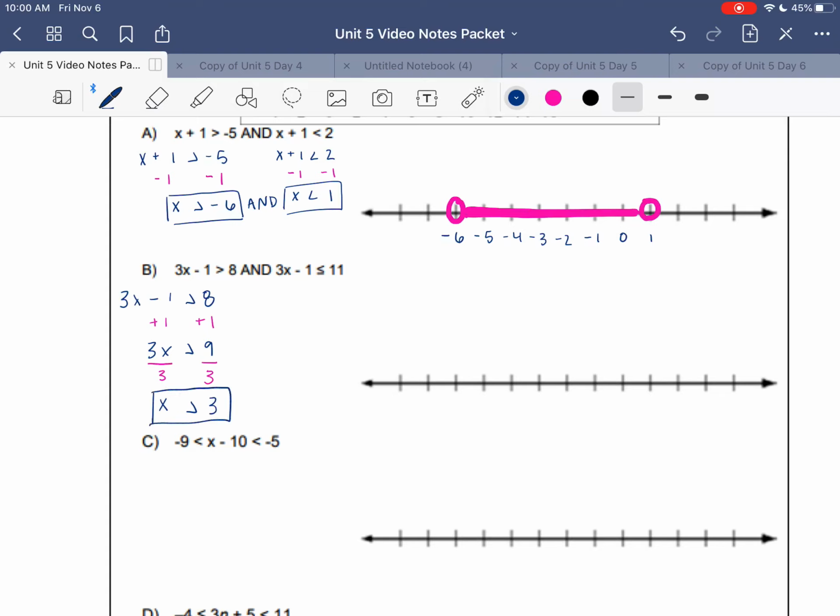We can't stop there though, because we have this "and" statement. We have a whole other inequality we need to deal with. So we have 3x minus 1 is less than or equal to 11. To get that by itself, we're going to follow the same steps. We'll add 1 on both sides. We get 3x is less than or equal to 12. Divide by 3.